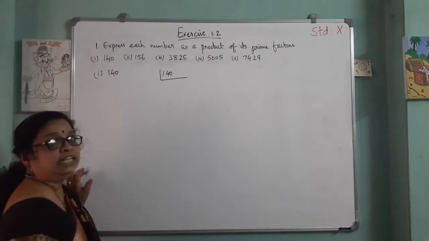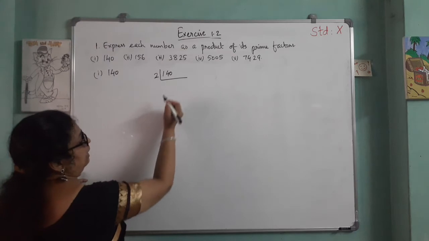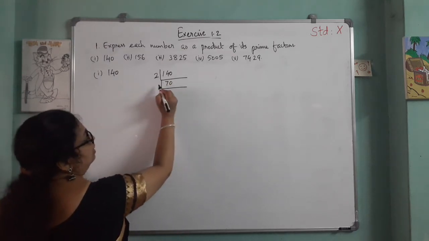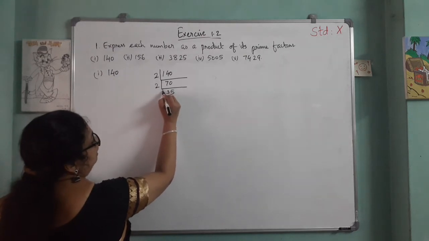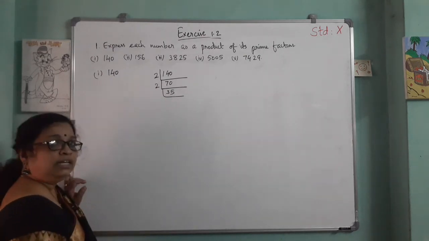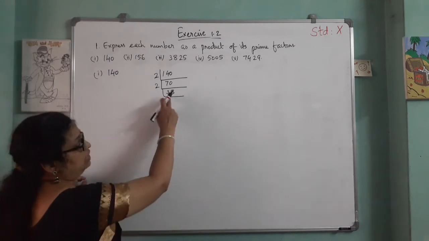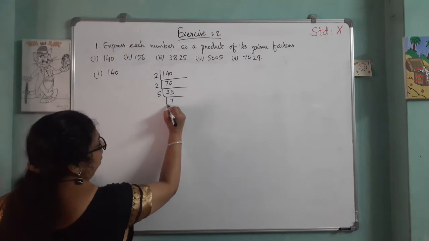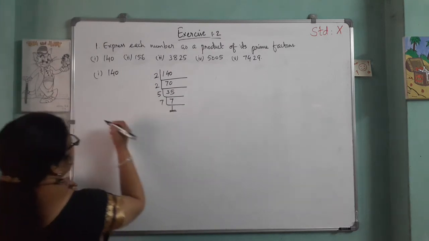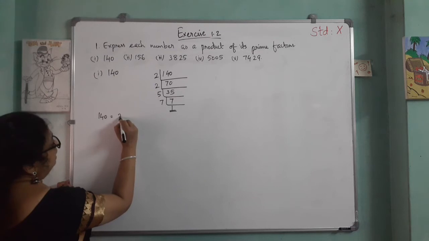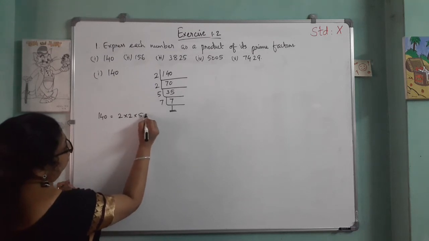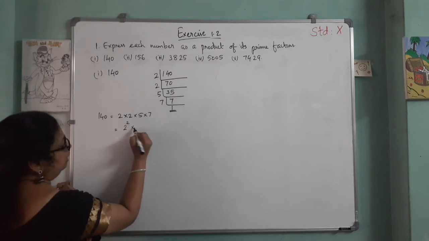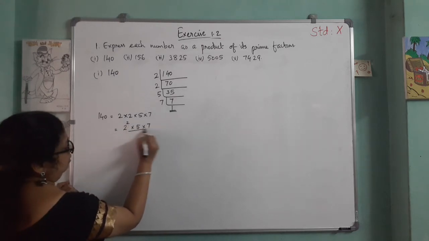Then 140 is an even number, so 2 is definitely a factor. Dividing by 2, we get 70, then again 2, 35. Then 2 is not a factor of 35, so we check 3, also not a factor. Then we take 5, that gives 7, and 7 is a prime number. So 140 can be written as 2 into 2 into 5 into 7, that is 2 two times, so we can write 2 square into 5 into 7.